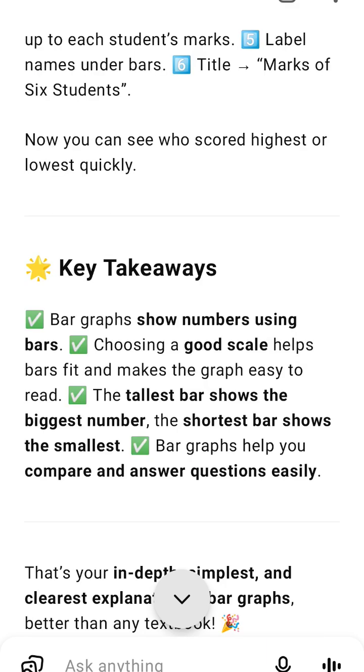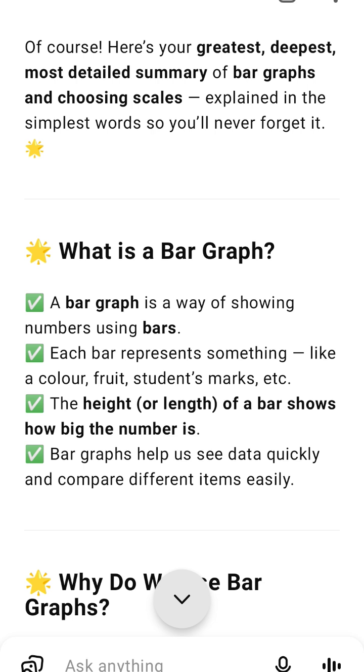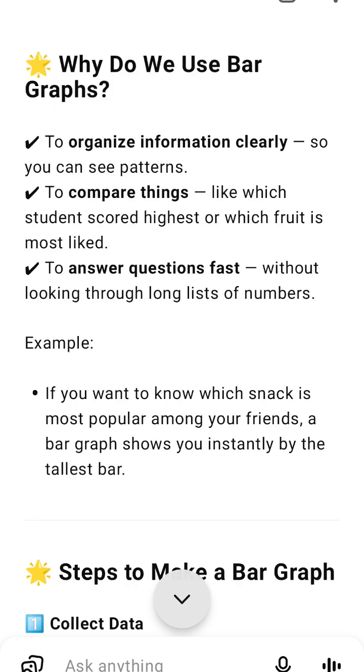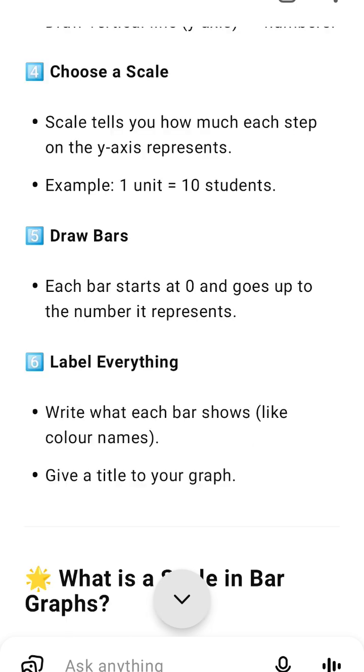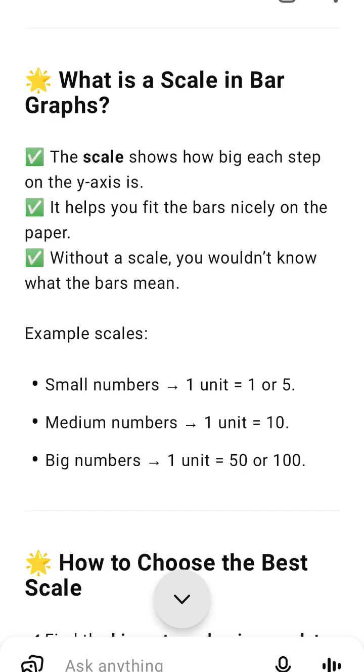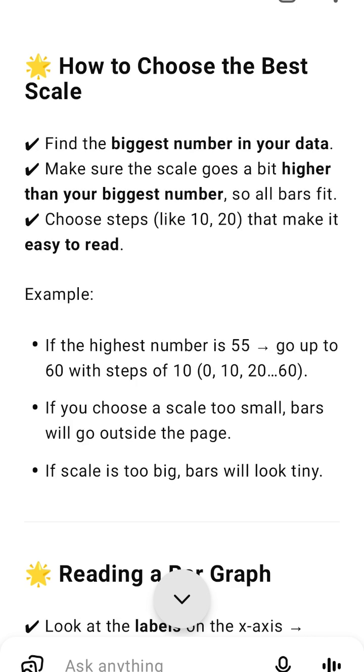Bar graph example. Marks of 6 students, marks out of 600. Ravi 450, Salma 480, John 510, Meena 390, Priya 540, Usha 420. Steps: 1. X-axis names, Ravi, Salma, etc. 2. Y-axis numbers up to 600. 3. Choose scale, 1 unit is 50 marks. 4. Draw bars to show each student's marks. 5. Label names, scale and title the graph. From this graph you can see who scored highest, Priya, 540. Who scored lowest, Meena.